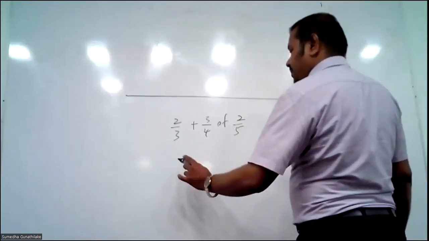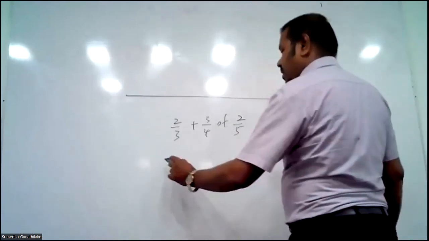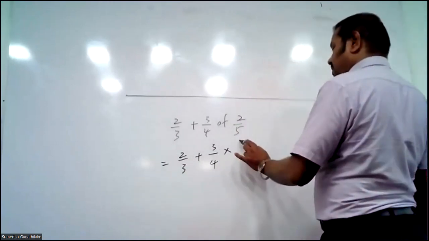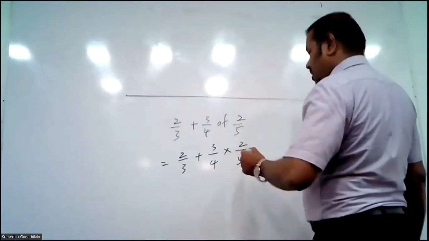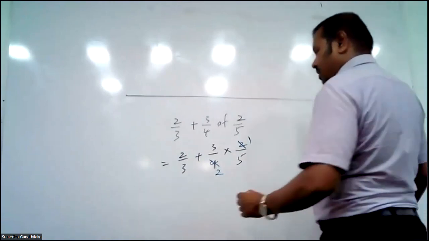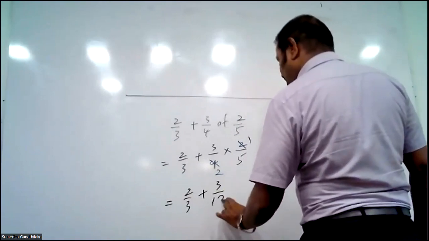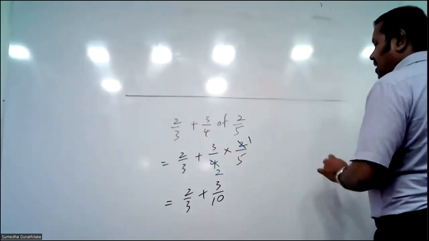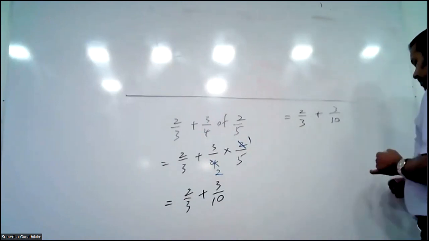You all know the BODMAS rule, you know? 2/3 plus 3/4 of means multiply. I'll do that operation first. 3 into 2 is 6... 2 times 1, 2 times 2. Then 2 upon 3 plus 3 into 1, 3, 2 into 5, 10. Then 2 upon 3 plus 3 upon 10.